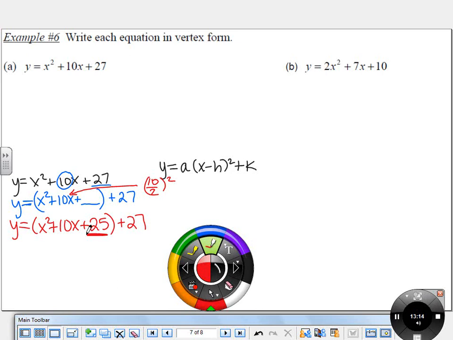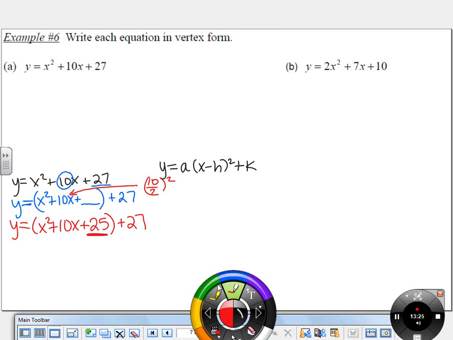Now remember, I can't just add what I want to some side of the equation. I've changed the problem completely. So I either need to also add the same amount to the other side, or I could subtract the same amount on this side.